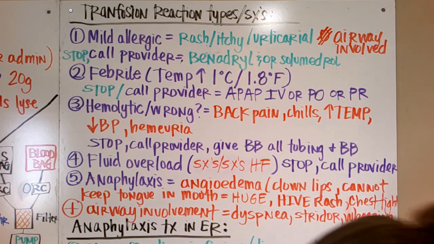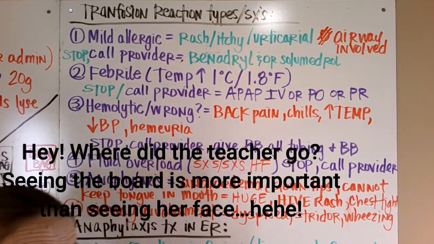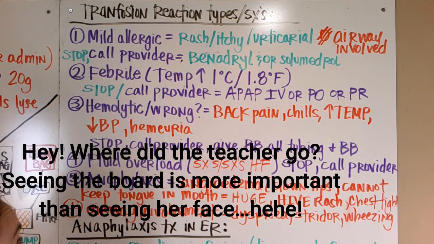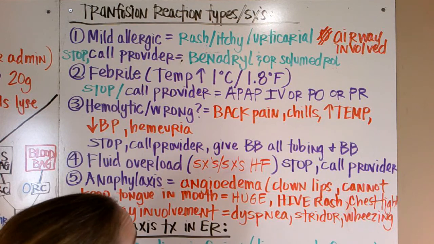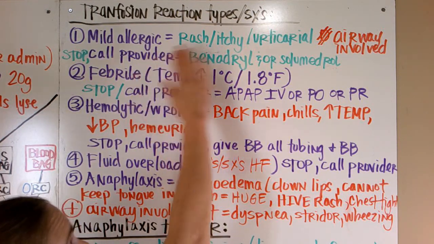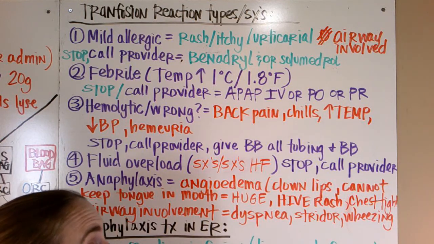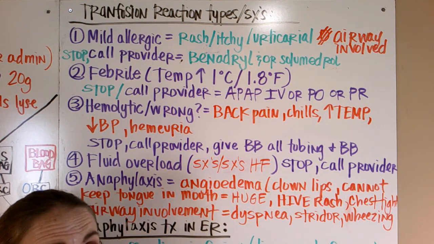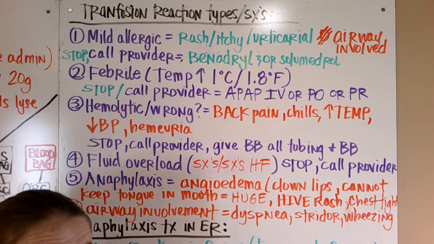Okay, now we're going to talk about our blood transfusion reaction types. So there's 5 different types of blood transfusion reactions that you can have. All right, so we can have a mild allergy, and that's rash, itching, kind of an urticarial appearance, generalized itching and redness, and there is no airway involvement.